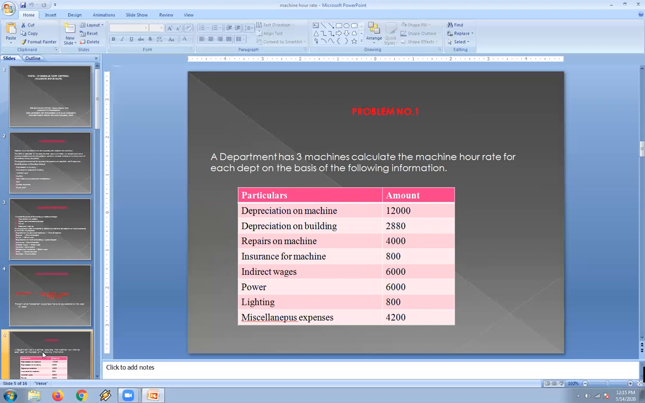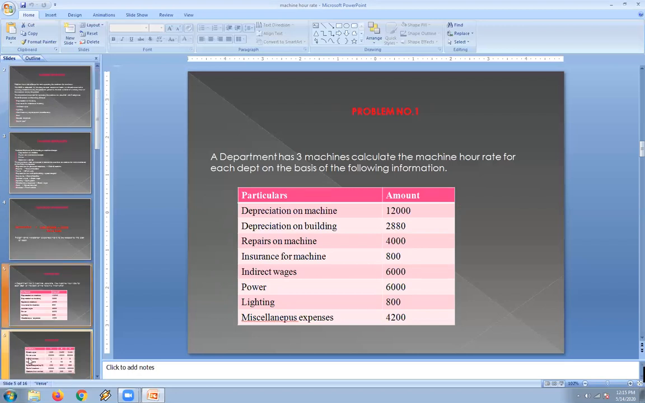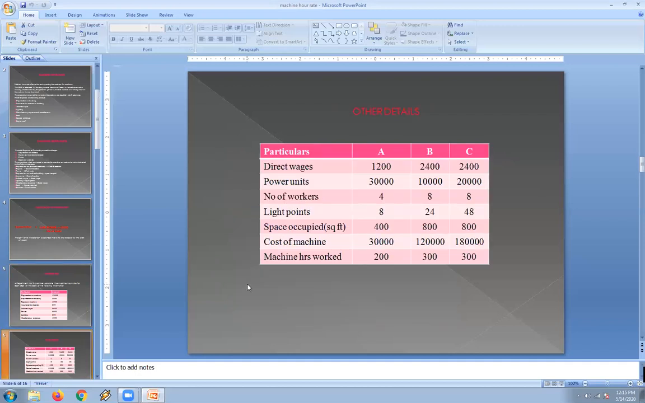Here a department has 3 machines. Calculate the machine hour rate for each machine on the basis of the following information. For all the 3 machines, the expenses incurred are given in the table. That is, depreciation on machine is 12,000 rupees, depreciation on machine is 1,880, repairs on machine is 4,000, insurance for machine is 800, indirect wages will be 6,000, power is 6,000, lighting will be 800, and miscellaneous expenses will be 4,200. And the next, the details given here are for the allocation of the expenses shown in the table.